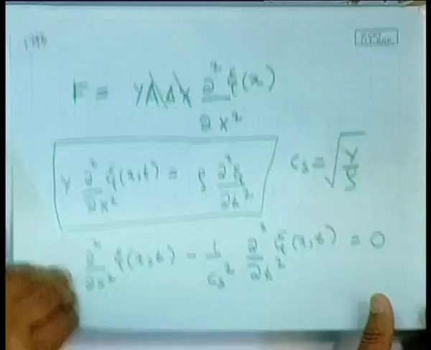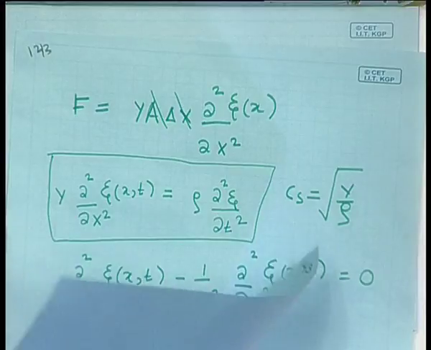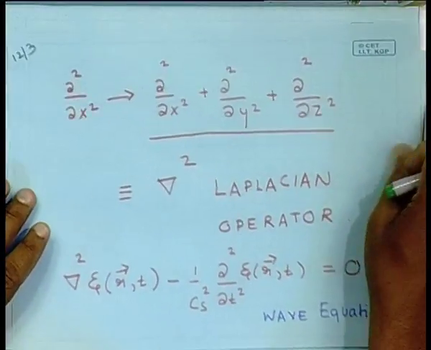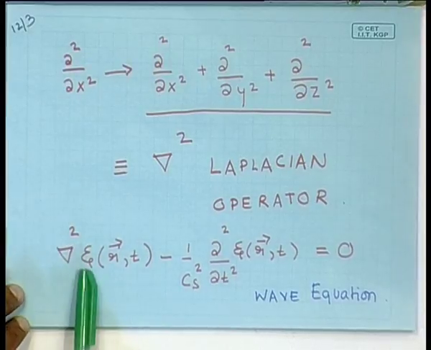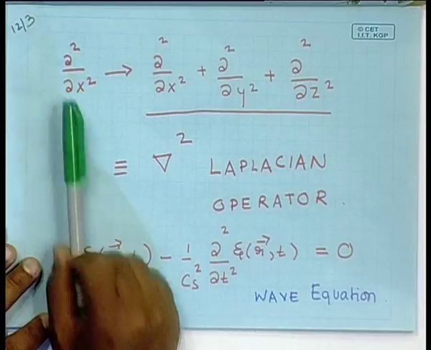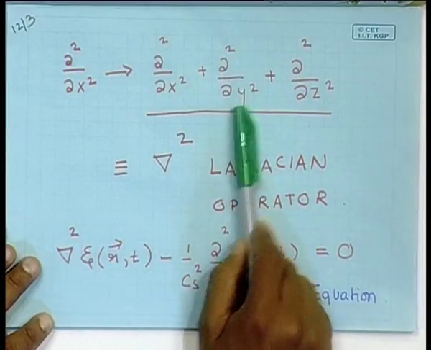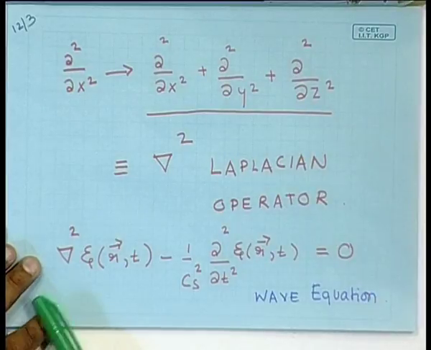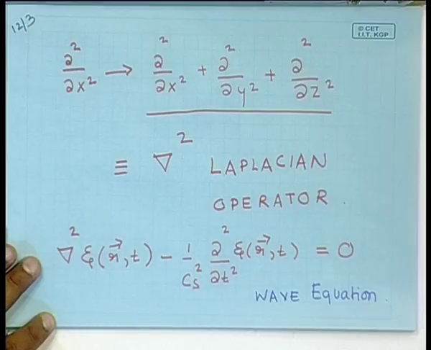If we have a disturbance which can propagate and which varies in all three directions, then you have to replace the derivative with respect to x with the Laplacian operator, that is del x square plus del y square plus del z square, and the wave equation is now given by this.